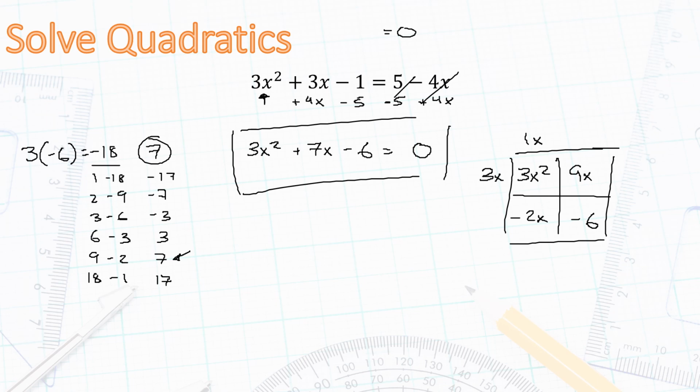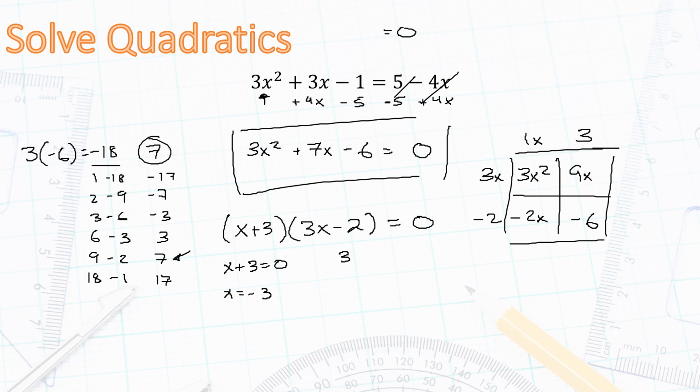And 9 is divisible by 3, so I'm going to put 3x on the left. 3x times blank is 9x, that's 3. 1x times blank is minus 2x, that is minus 2. So I've got x plus 3 and 3x minus 2, and it's all still equal to 0. So x plus 3 is equal to 0, x is equal to negative 3. 3x minus 2 is equal to 0, add 2 to both sides, 3x is equal to 2, divide by 3, x is equal to 2/3. So my two solutions are minus 3 and 2/3.